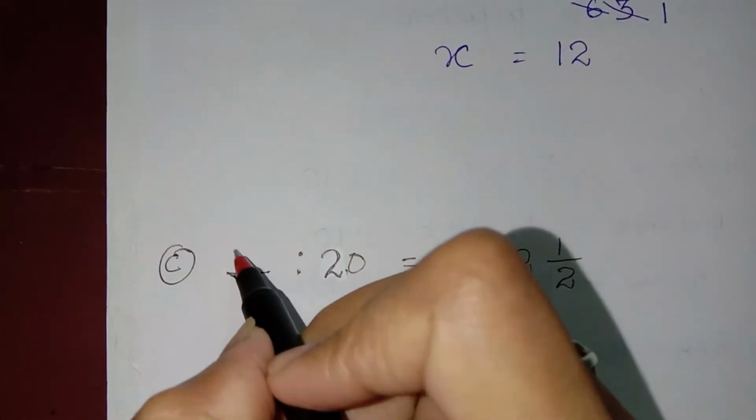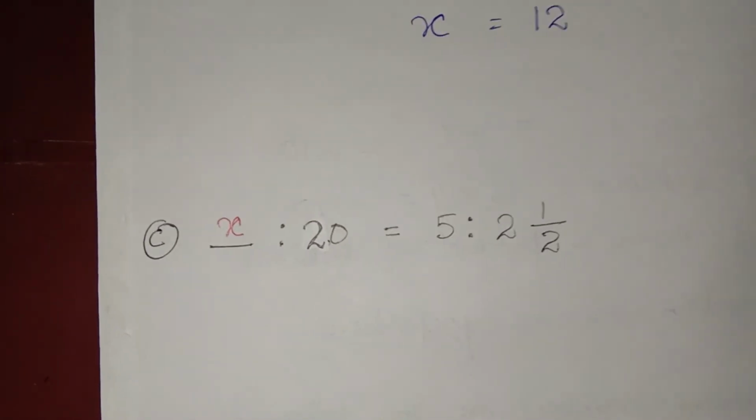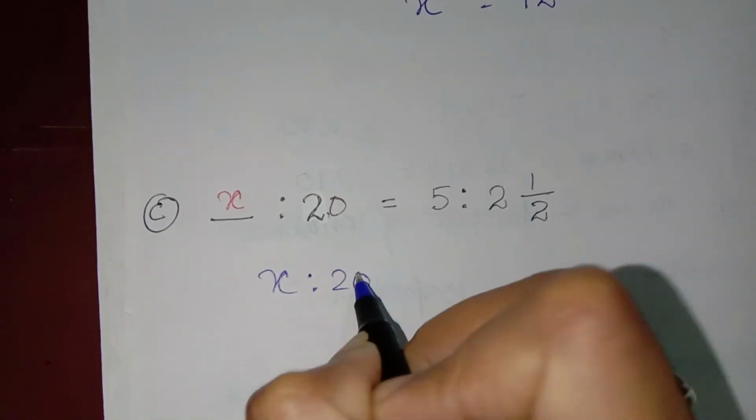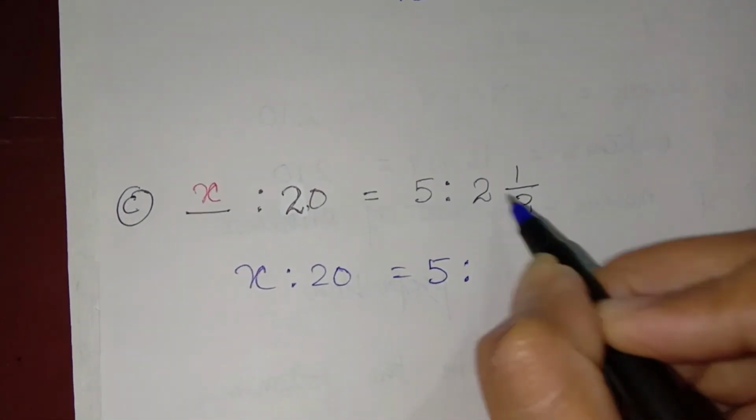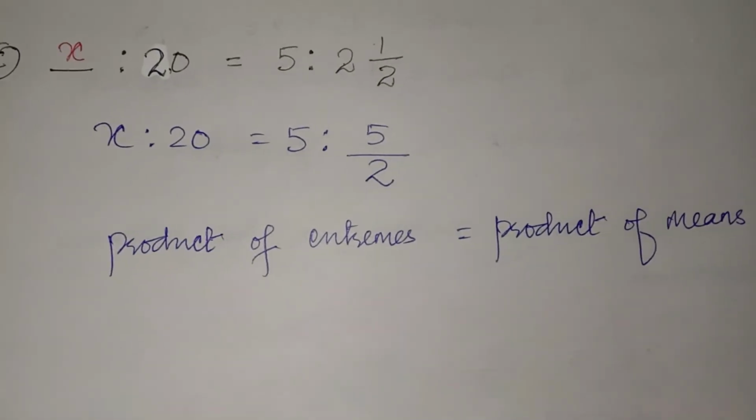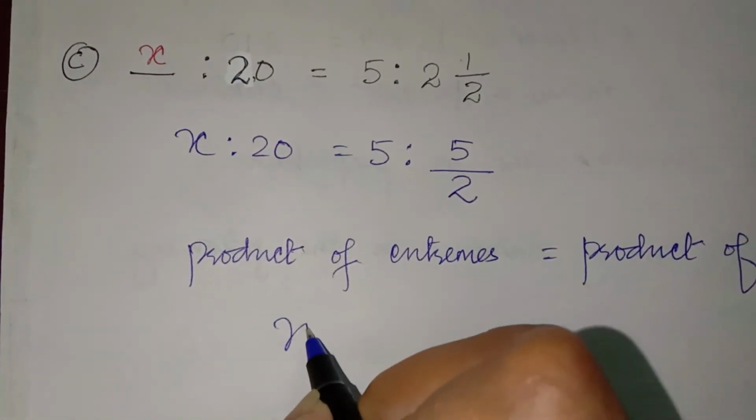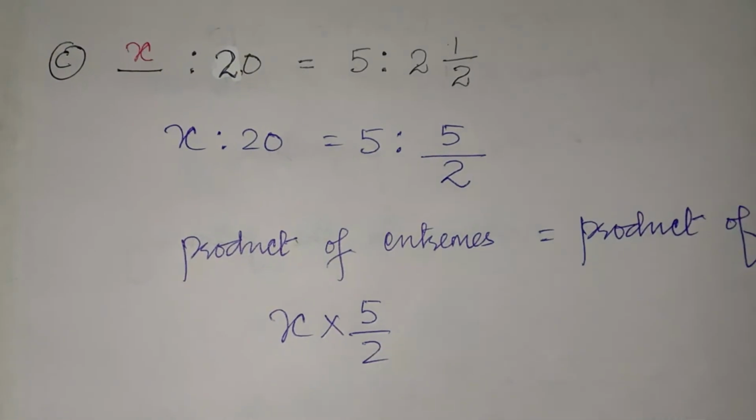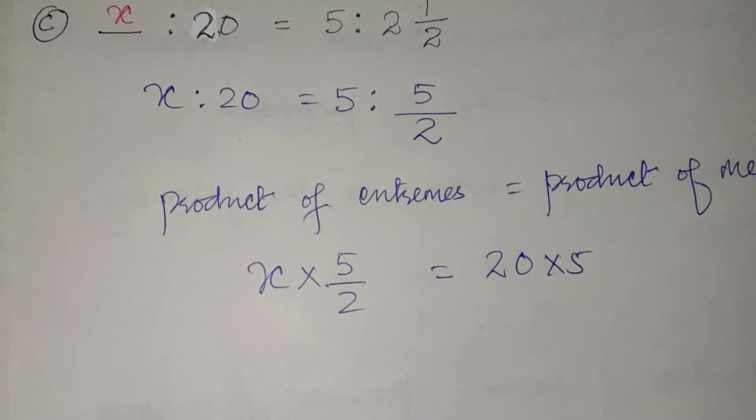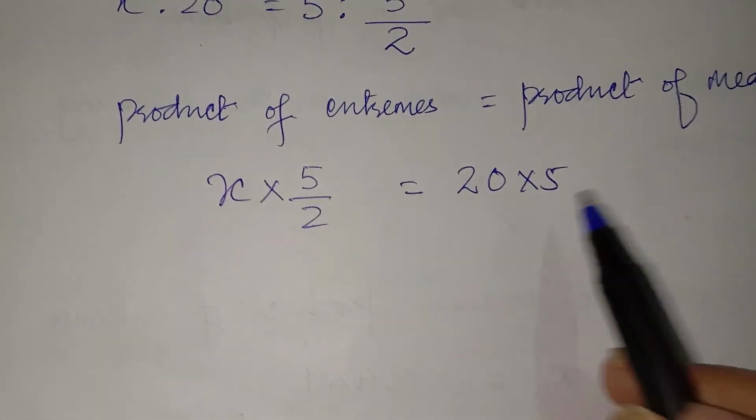So here, missing term we will write x. Again x is in extreme. First we have to convert this mixed fraction into improper. 2 2s are 4 plus 1, 5 by 2. So here I have written extremes first because x is in extreme. So product of extremes is x into 5 by 2 is equal to 20 into 5, means are 20 and 5. Now this 5 by 2 is in multiplication, so it will divide the right hand side.